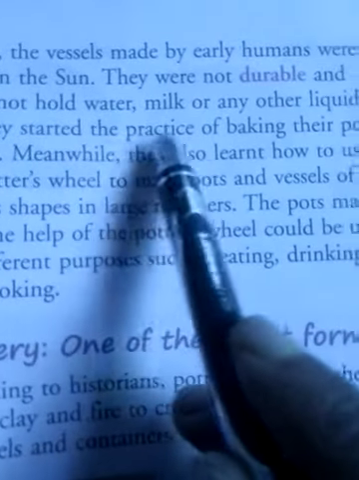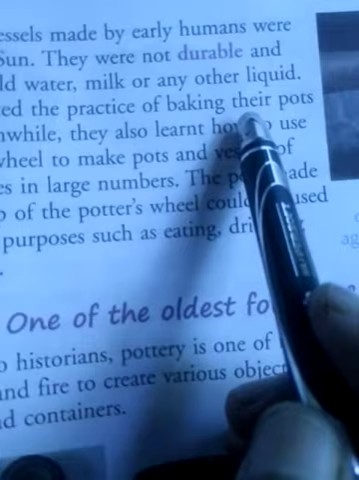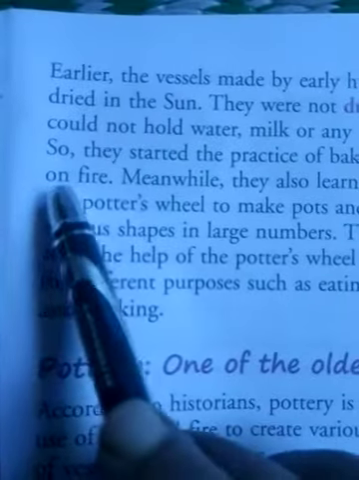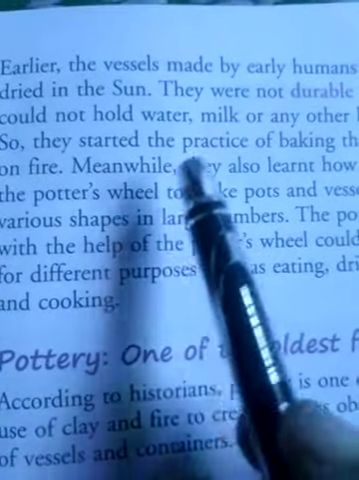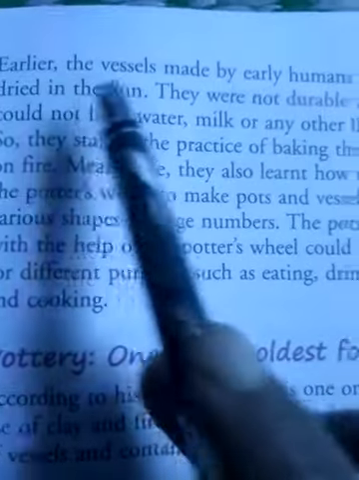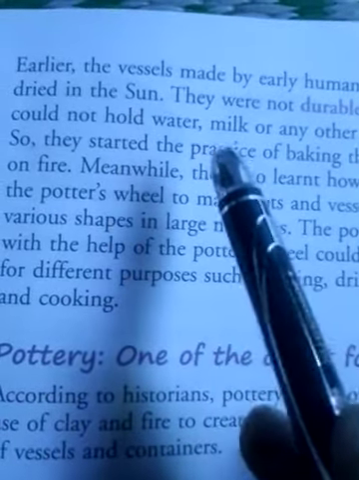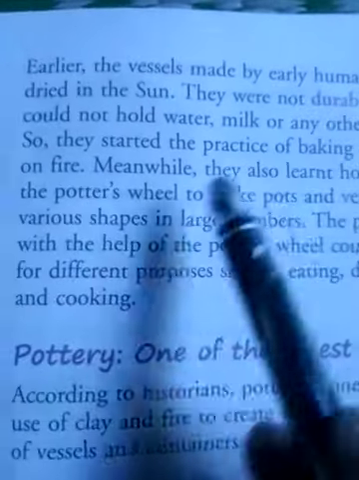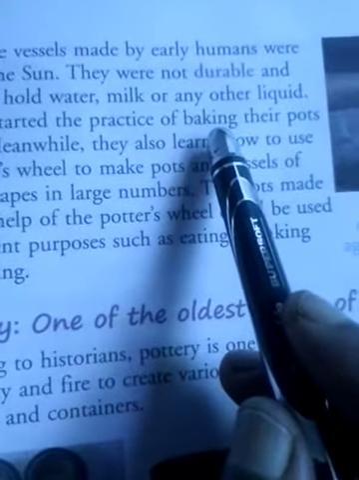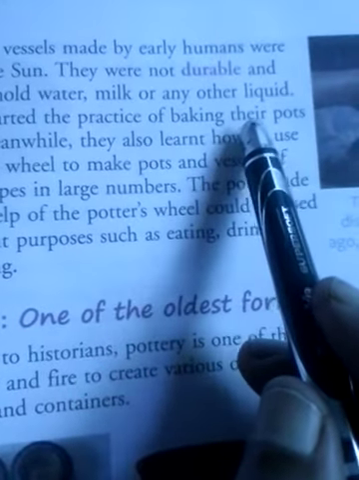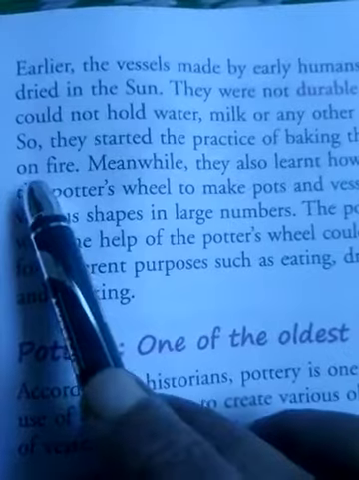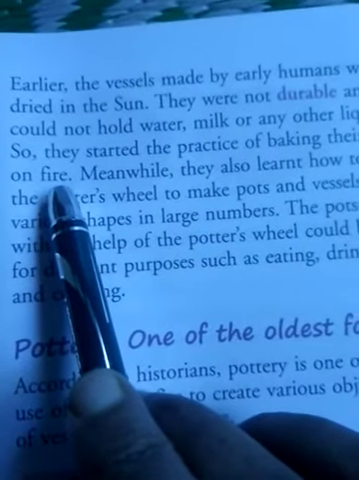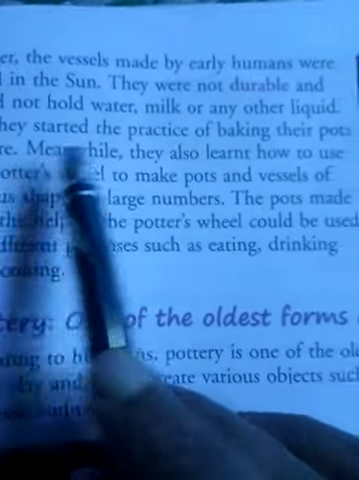So they started the practice of baking their pots on fire. They observed that the items dried in the sun were not durable, not long lasting, and could not hold liquid. So they learned to bake the pottery vessels or clay products, which you call pots, on fire. They bake the pots in the fire.